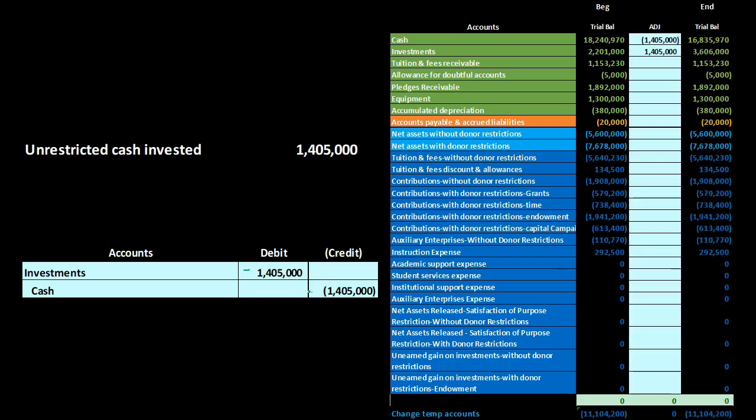So here's that transaction. We're going to post it out, or the investment first. Investments have a debit balance. We're going to increase it in the debit direction, increasing that balance. Next, we have the cash. Cash has a debit balance. We will be crediting it, decreasing the cash balance.